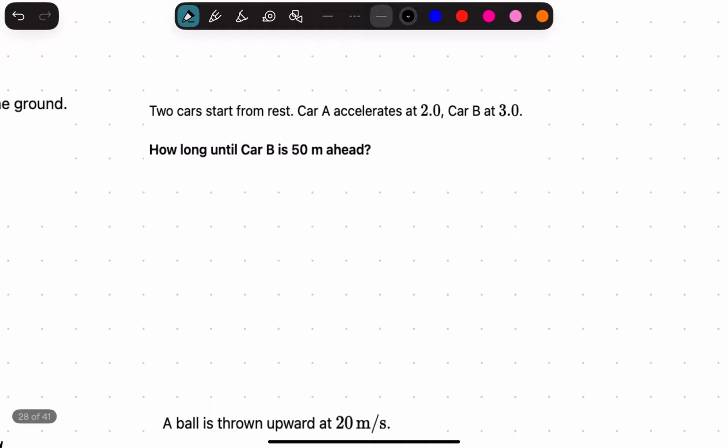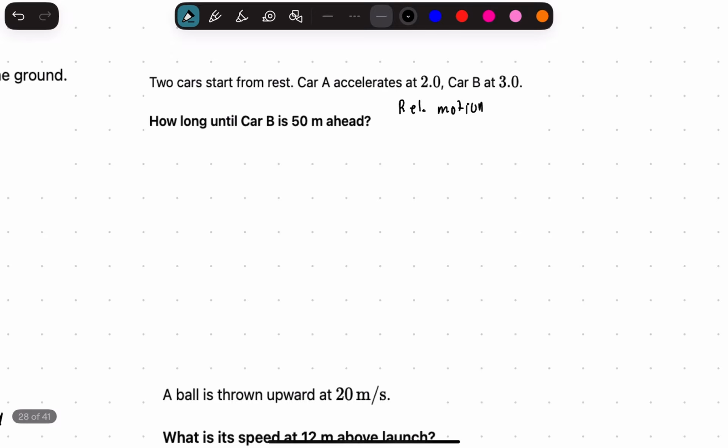2 cars start from rest. Car A accelerates at 2 and car B at 3. How long until car B is 50 meters ahead? So this is going to be a relative motion question. It's kind of tricky, but it's okay. So we can write the displacement equation. For car A, we have xa is equal to 1/2 of 2.0 t squared, and that's going to equal t squared. Now for xb, we're going to have 1/2 times 3.0 times t squared, which is equal to 1.5 t squared.